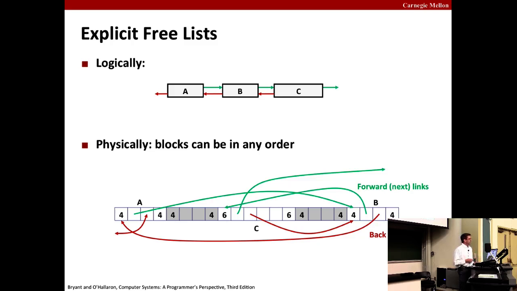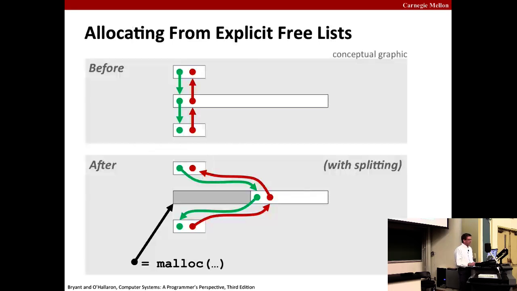And yes? What if you were to free a block that was between two free blocks? Oh yeah, good question. So the question is, what would happen if you freed a block that was in between two free blocks? And so you have to coalesce. It gets a little tricky, and I'll show you in a second. Good. Now allocating.